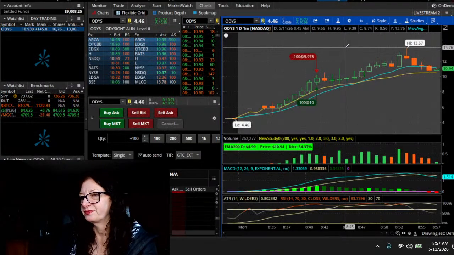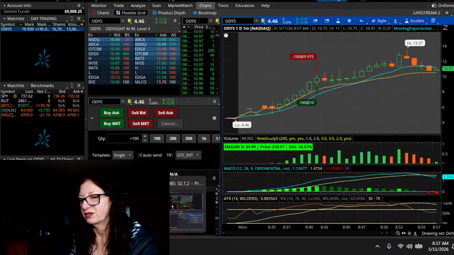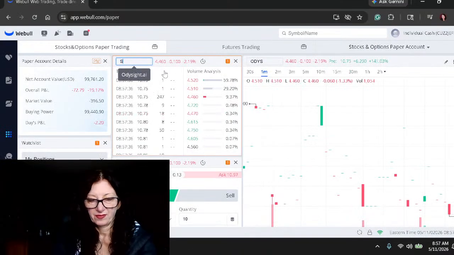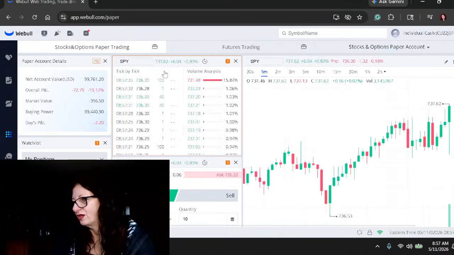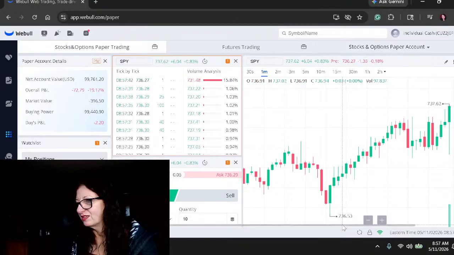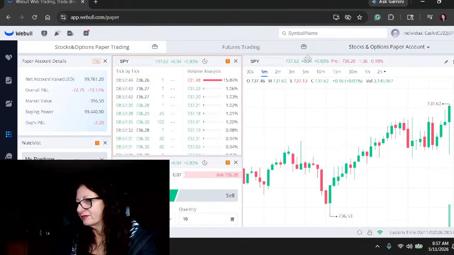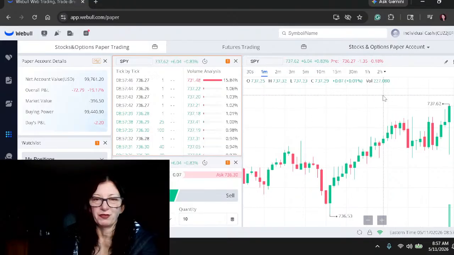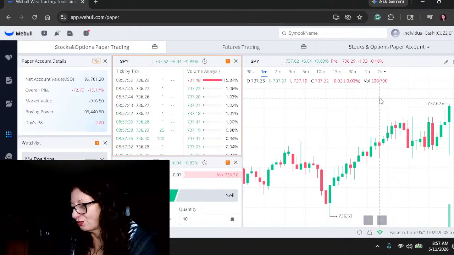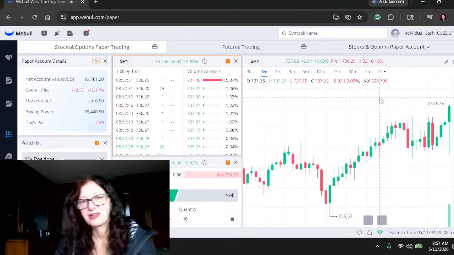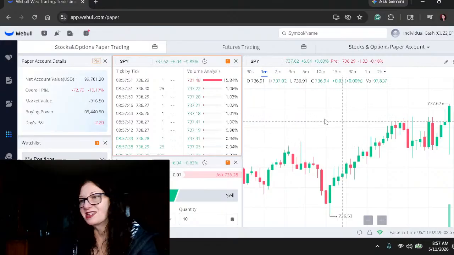Let's look at something, actually, let's just look at the S&P. Okay, that looks normal. So yeah, I'm just getting used to it, and it looks so different than Thinkorswim. Oh, maybe. Okay. See, those are all the little things I have to get used to.